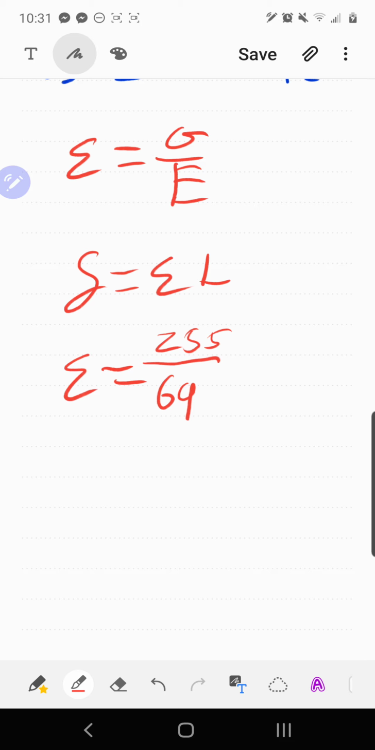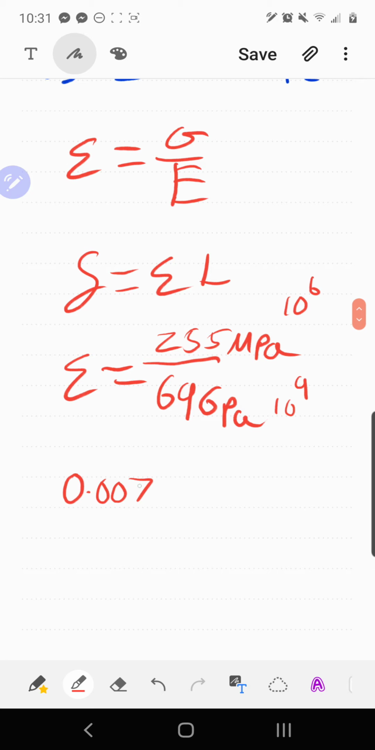Though we do have to be careful, this is in gigapascals, this is in megapascals. So we will have to change accordingly our units. Now if you do that, this is times 10 to the 6, this is times 10 to the 9. If we do that correctly, we should end up with 0.0037 as our strain.